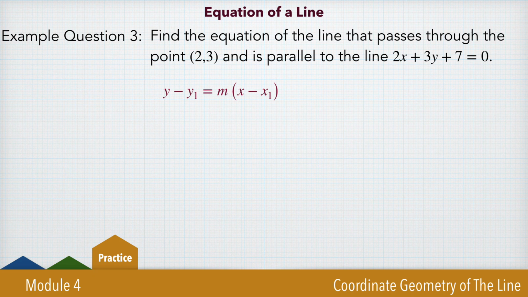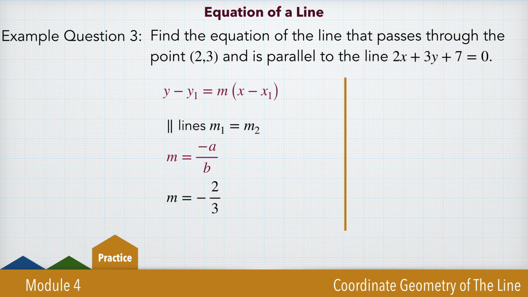We are told that the line is parallel to the given line. We know that parallel lines have the same slopes. Therefore, we will find the slope of the given line. Using the formula minus a over b gives us a slope of minus 2 over 3. We are told that the point (2, 3) is on the required line, so we can use this point in our formula.